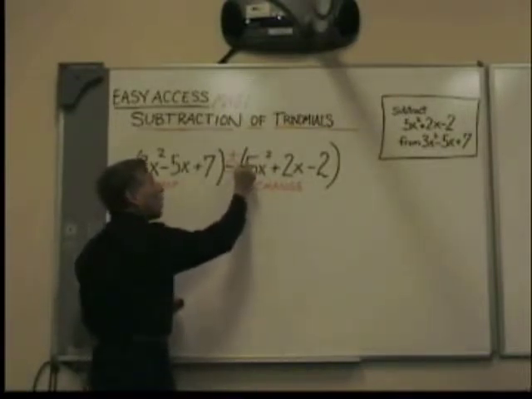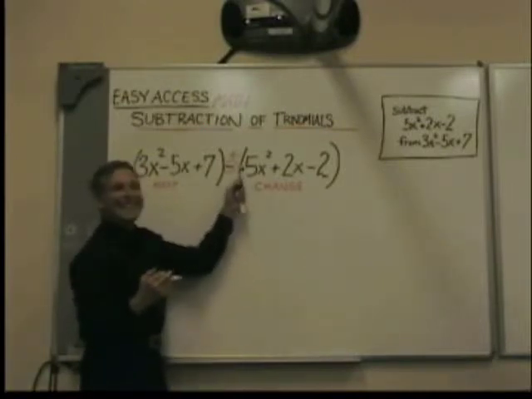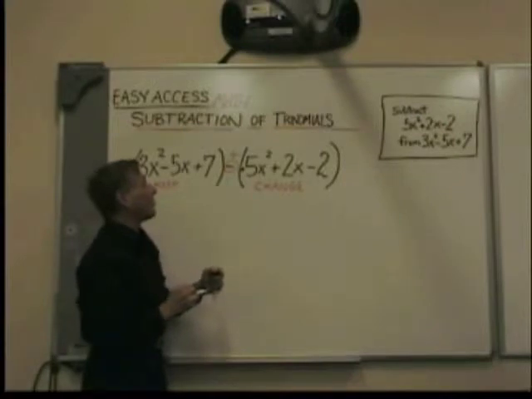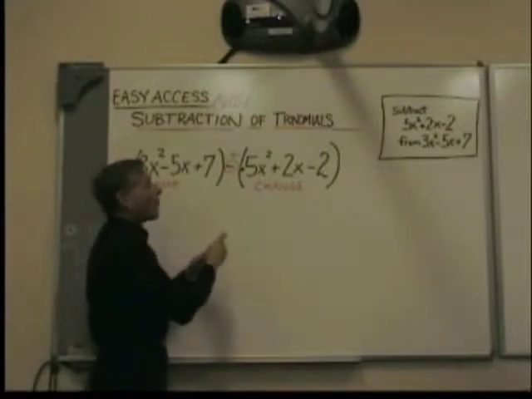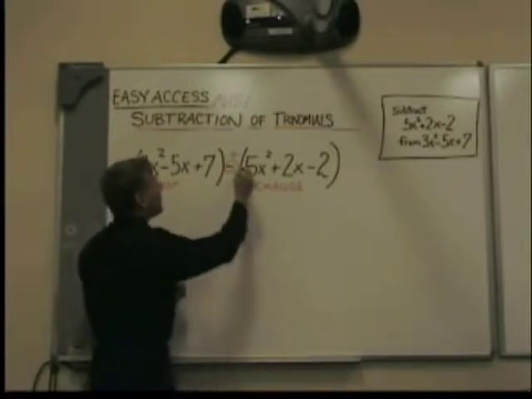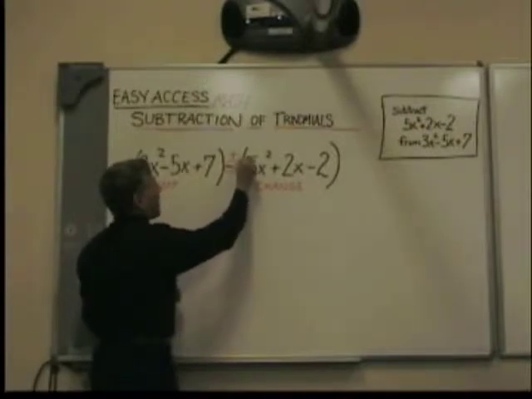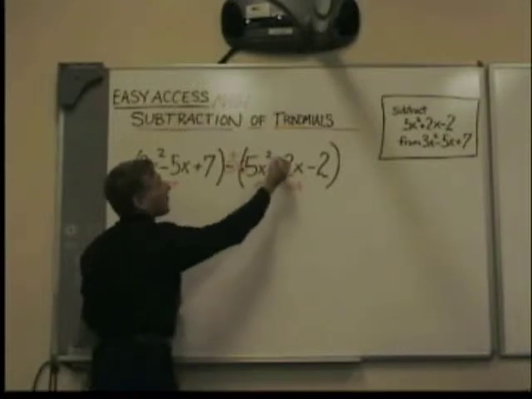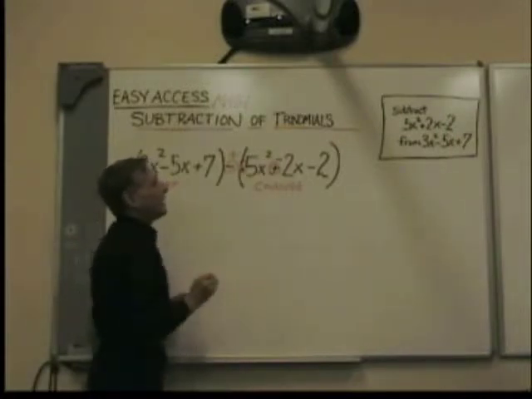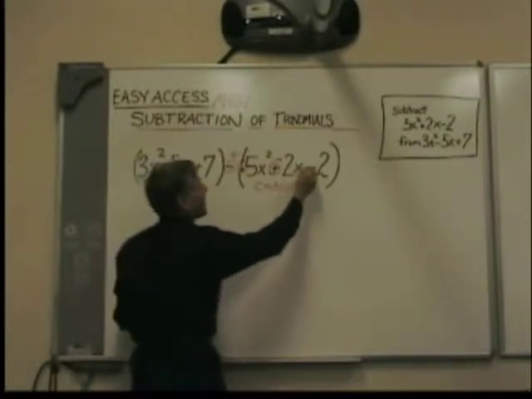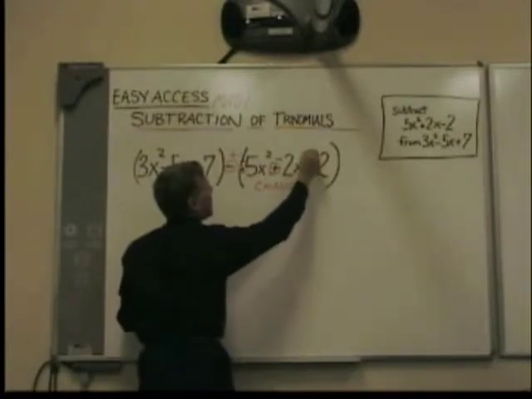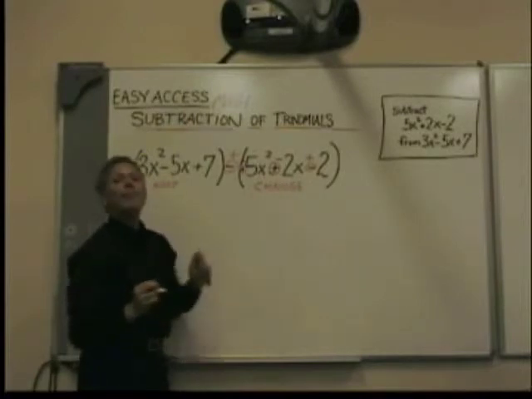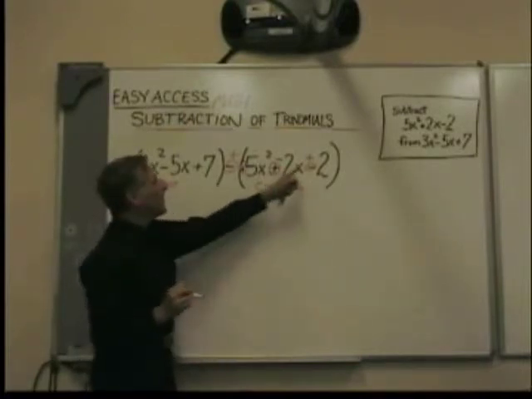Now, notice I don't have a sign before the 5. That tells me it was plus. We just don't put a lead plus sign in. But that should be positive 5x squared. Now I'm going to change all my signs. This becomes negative 5x squared. This positive 2x becomes negative 2x. And this negative 2 at the end becomes positive 2.